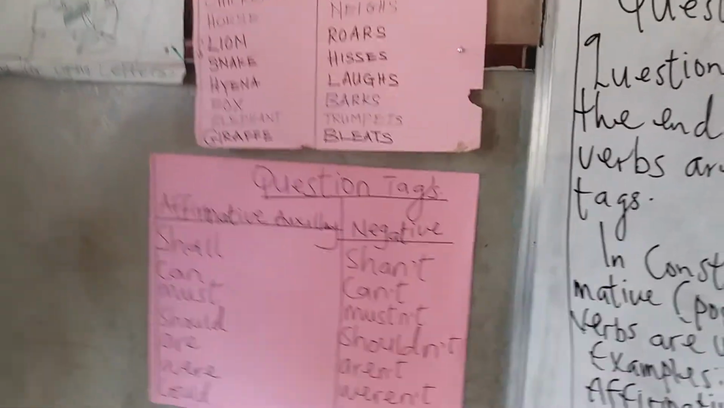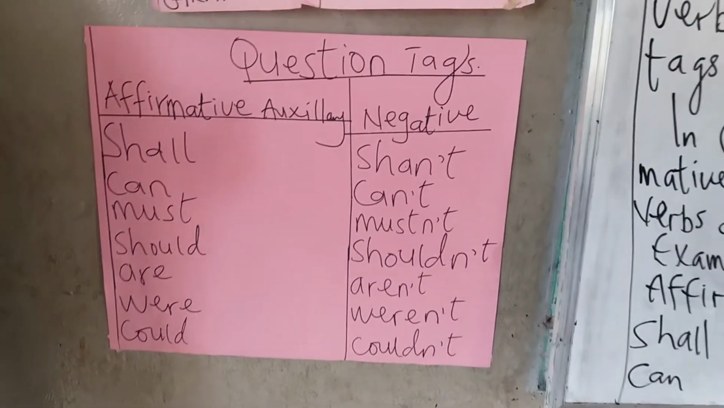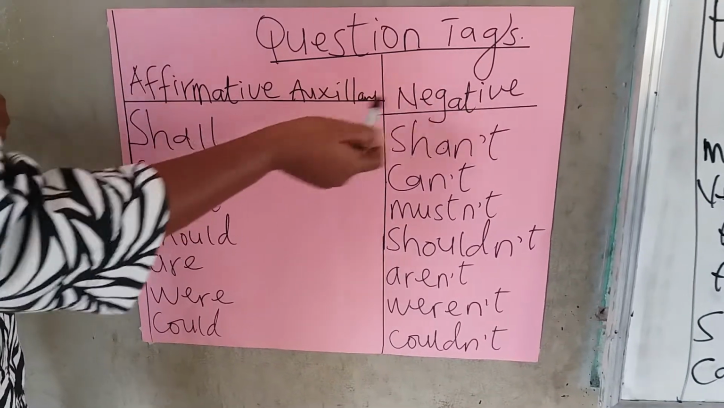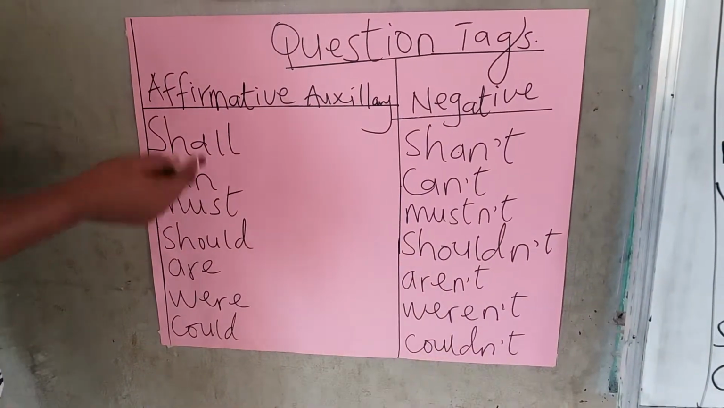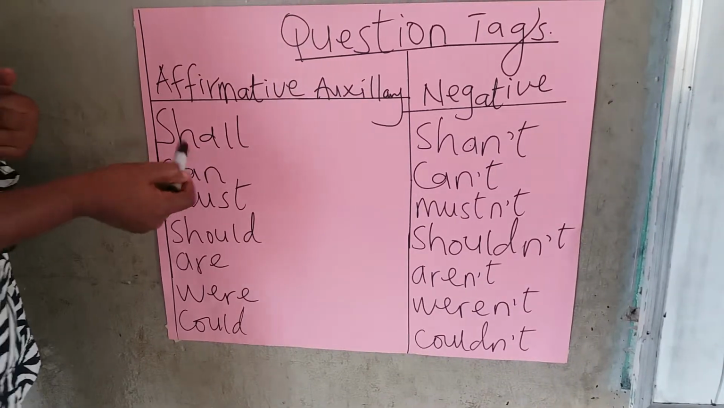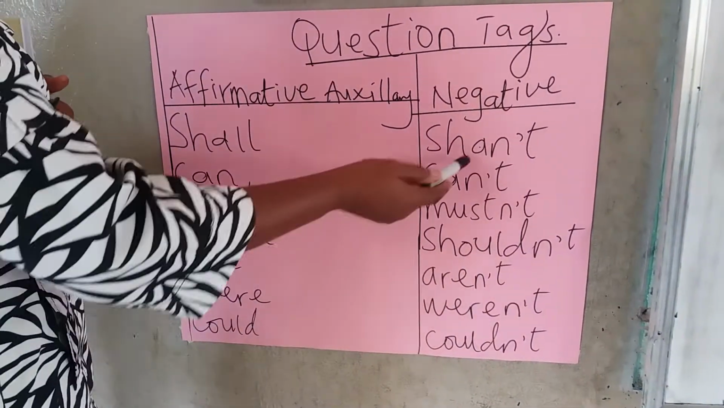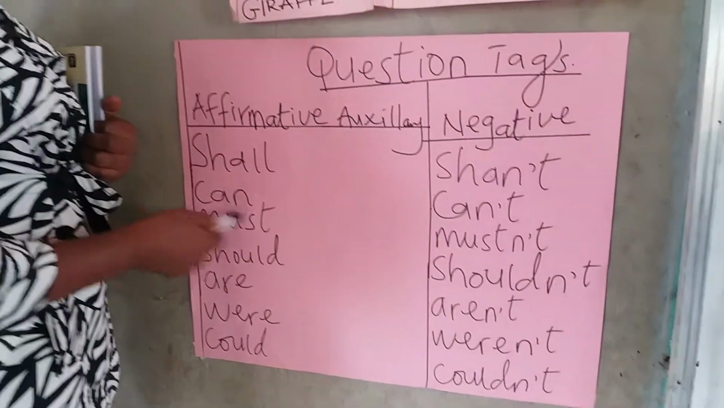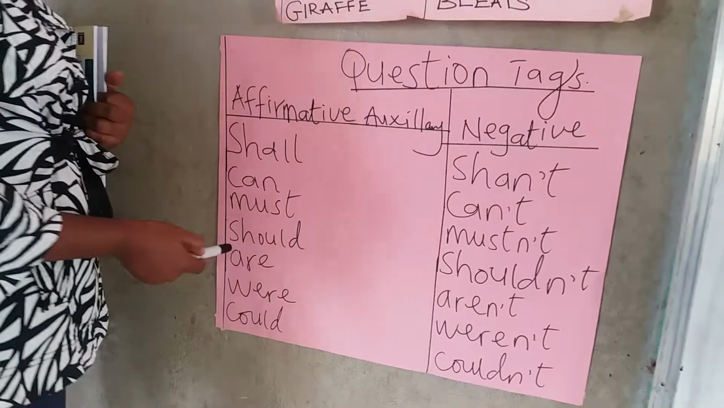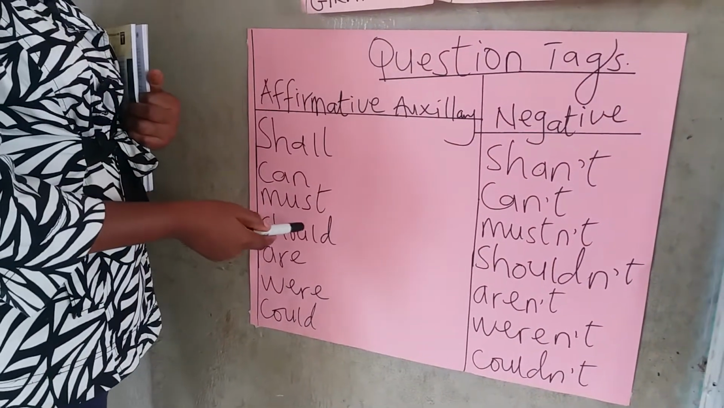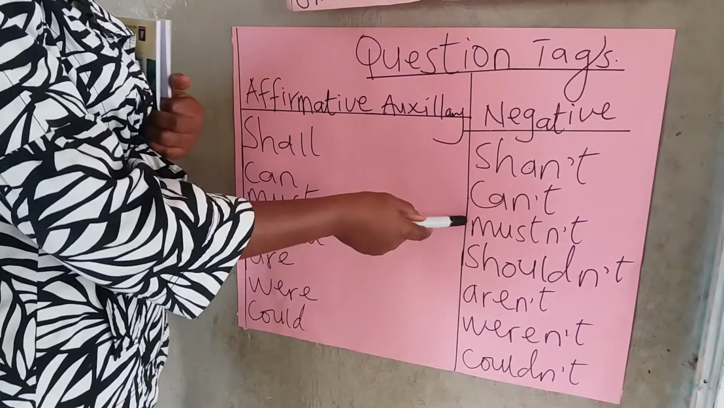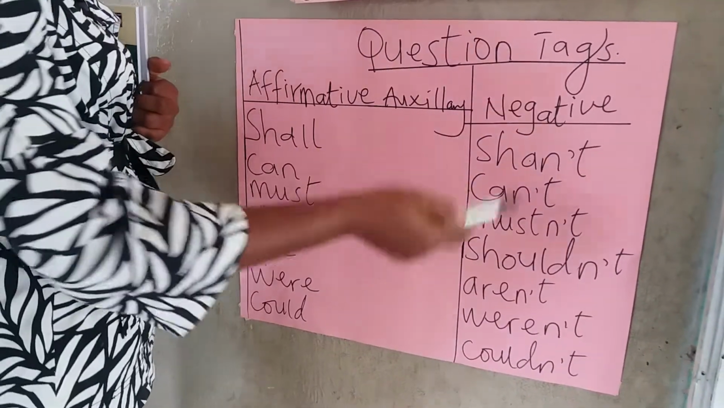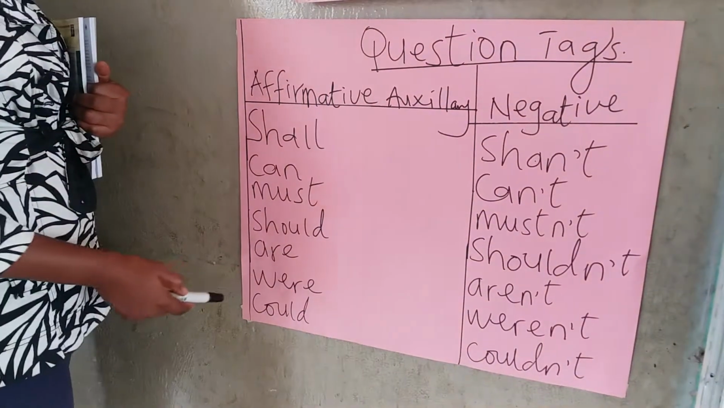Here we have examples of auxiliary verbs written in affirmative auxiliary and negative auxiliary. Here is shall. What is the negative of shall? Shan't. The next one is can. The negative of can is can't. The next one is must. The negative of must is mustn't. The next one is should. The negative of should is shouldn't.